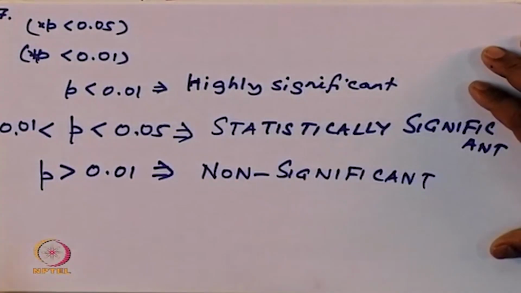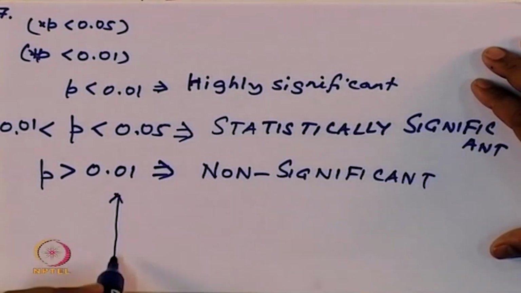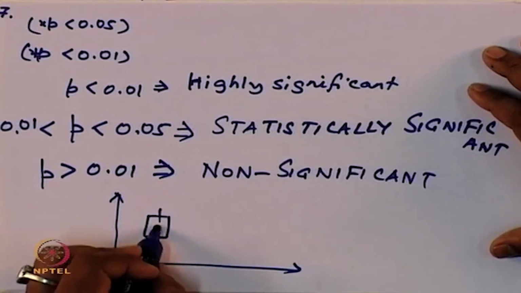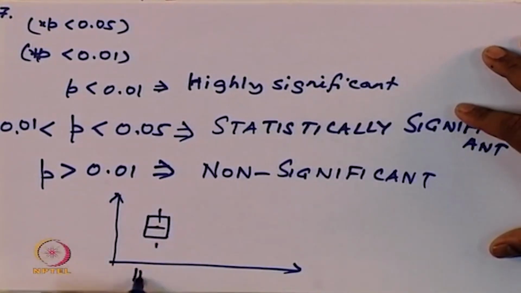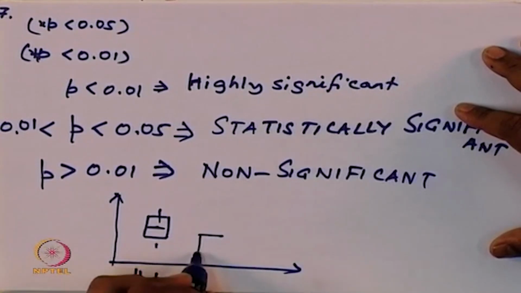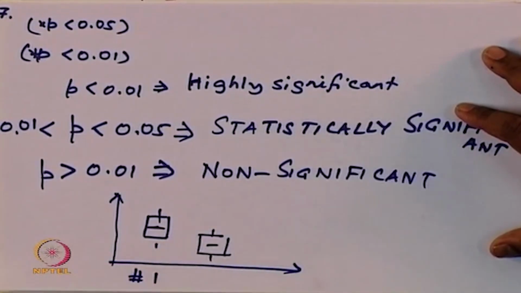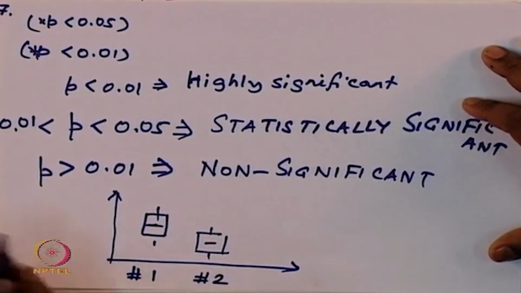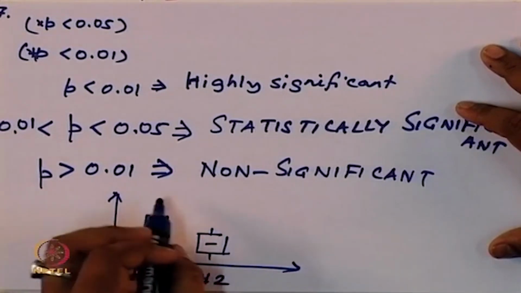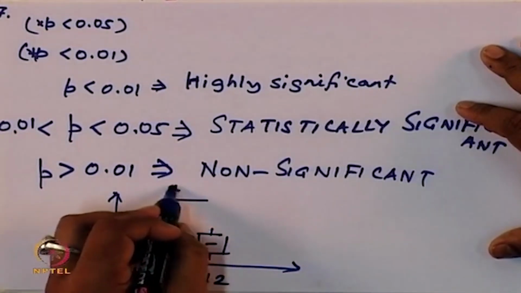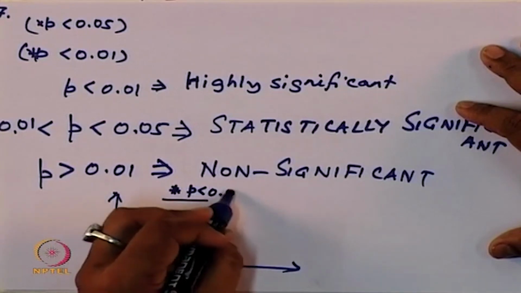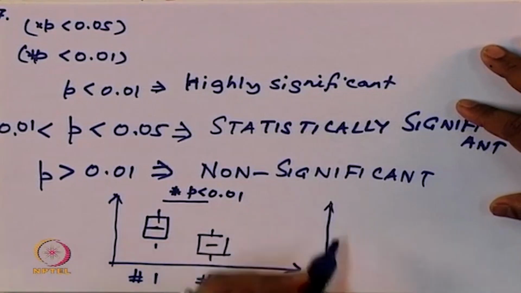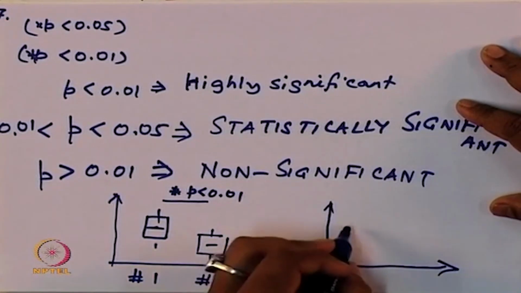If you look at plots, you might see the plot being represented as follows. Let us imagine this is the data for one particular condition, condition number 1, and for another condition, condition number 2, you have some metric here, and what will be shown is star p less than 0.01.